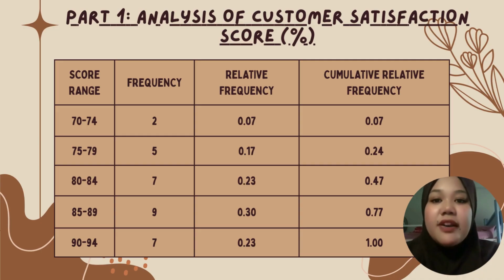Next, cumulative relative frequency adds each relative frequency progressively. For instance, 0.07 plus 0.17, the answer is 0.24, and 0.24 plus 0.23, and the answer is 0.47, continuing until it reaches 1. This allows us to understand not just how many customers score in each range, but also the percentage that scores below or at each level.